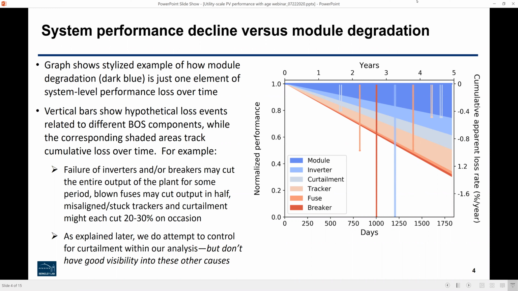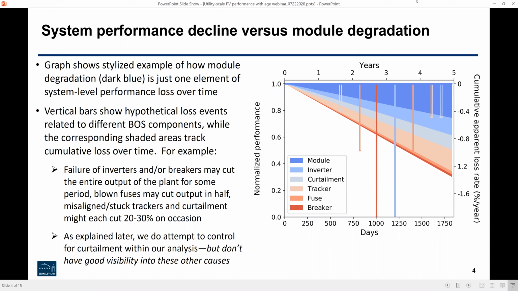So for example, failures of inverters or breakers or transformers might knock the entire plant offline for some period, while other things like misaligned and stuck trackers or maybe curtailment might cut only part of the plant's output at certain times.